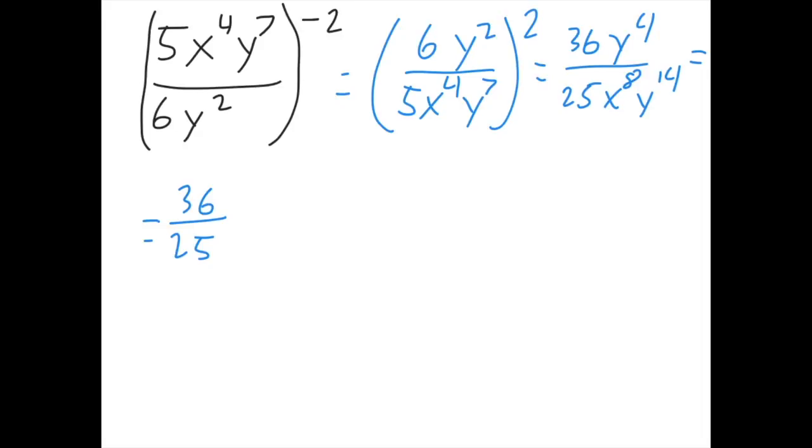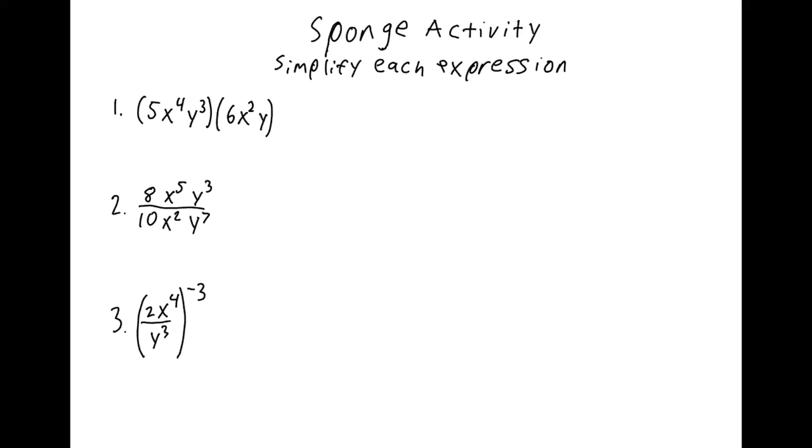Then notice the x's. There's only x to the 8th on the bottom, so it has to stay x to the 8th on the bottom. Then y to the 4th divided by y to the 14th. 4 minus 14 is negative 10, so that means it's y to the 10th on the bottom. And that's our answer. Alright, that's it for the lesson.